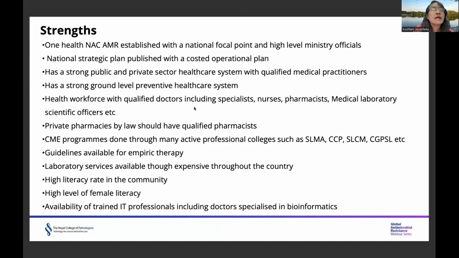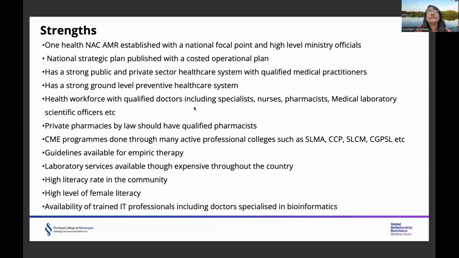So our strengths are, we have a One Health National Advisory Committee and a National Action Plan Implementation Strengthening Team for antimicrobial resistance, with a very high level of commitment from the Ministry of Health, where the Director General of Health Services and the Director General of Agriculture and Veterinary Services co-chair the National Advisory Committee, and the national focal point is the Deputy Director General of Laboratory Services of the Ministry of Health.